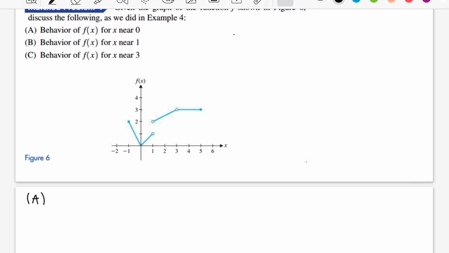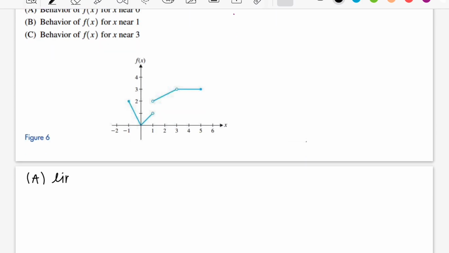So what we'll do is we'll just look at the limit of our function as we approach 0 from the left and from the right and see what we get. So we'll look at the limit of f of x as x approaches 0 from the left. And looking at our graph here, as we're getting closer and closer to 0 from the left-hand side, we see that all of these f of x values are getting closer and closer to 0. So we'll say that this is equal to 0.